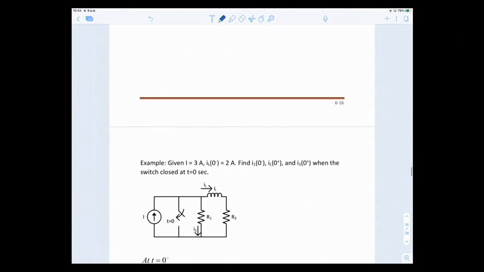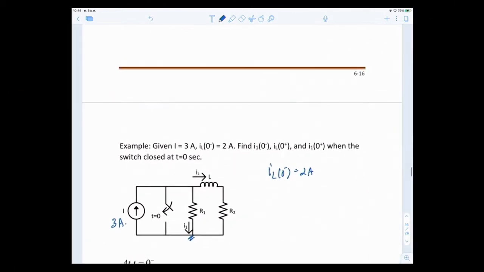Okay, right, so let's see this example. Given I equal to 3 amperes, and given that IL 0 minus equals 2 amps already, find I1 at 0 minus, IL at 0 plus, and I1 at 0 plus. I1 is right here. So let's take a look.